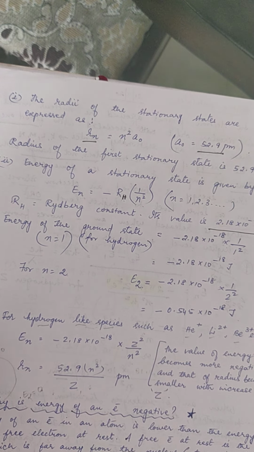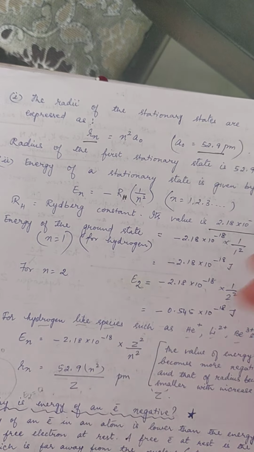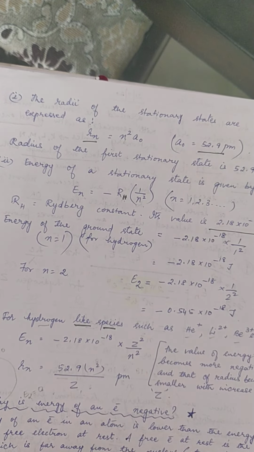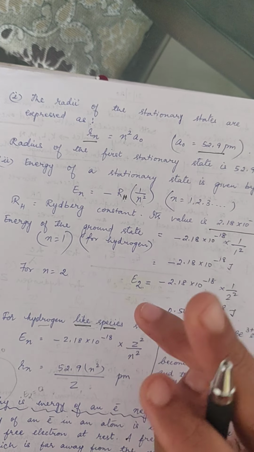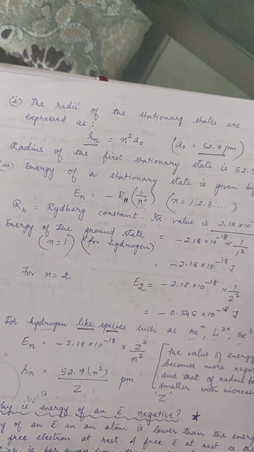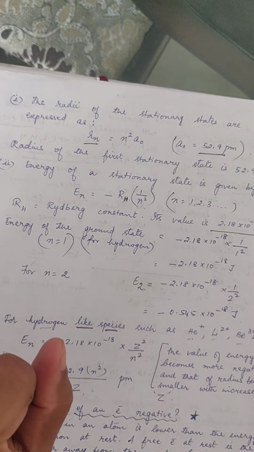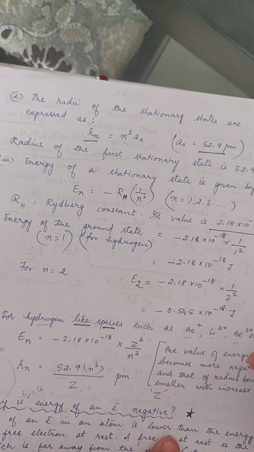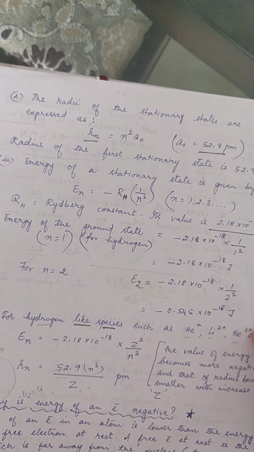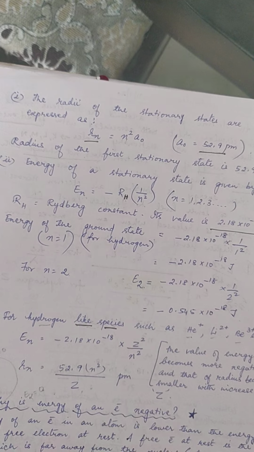Now you can also find out the energy for hydrogen-like species. Hydrogen-like species means what? He has 2 electrons, but He plus has 1 electron like that of hydrogen. Li has 3 electrons, but Li2 plus has again 1 electron like that of hydrogen. Same way, Be has 4 electrons, but Be3 plus has 1 electron as that of hydrogen. So they are called hydrogen-like species.